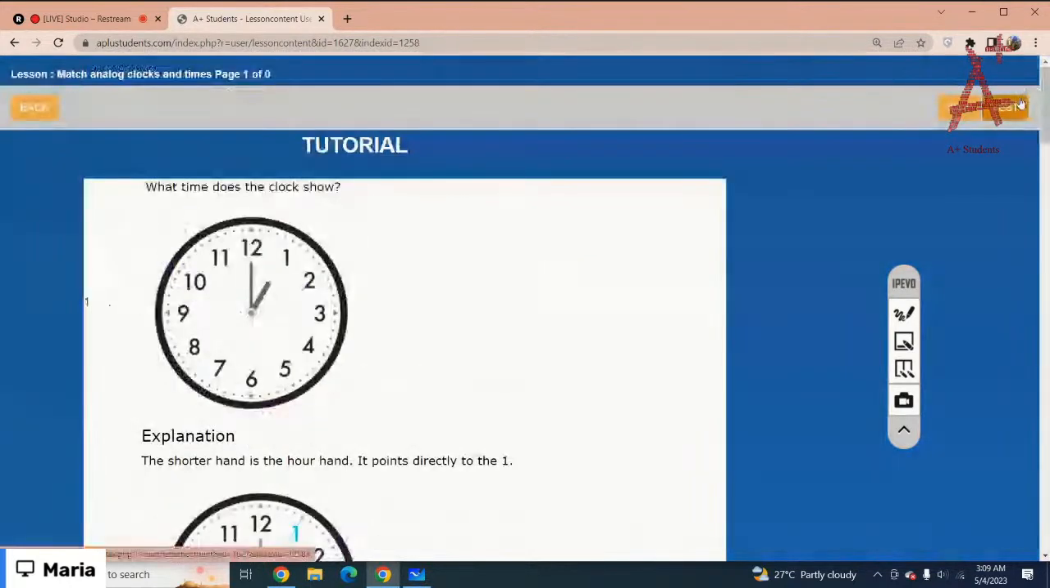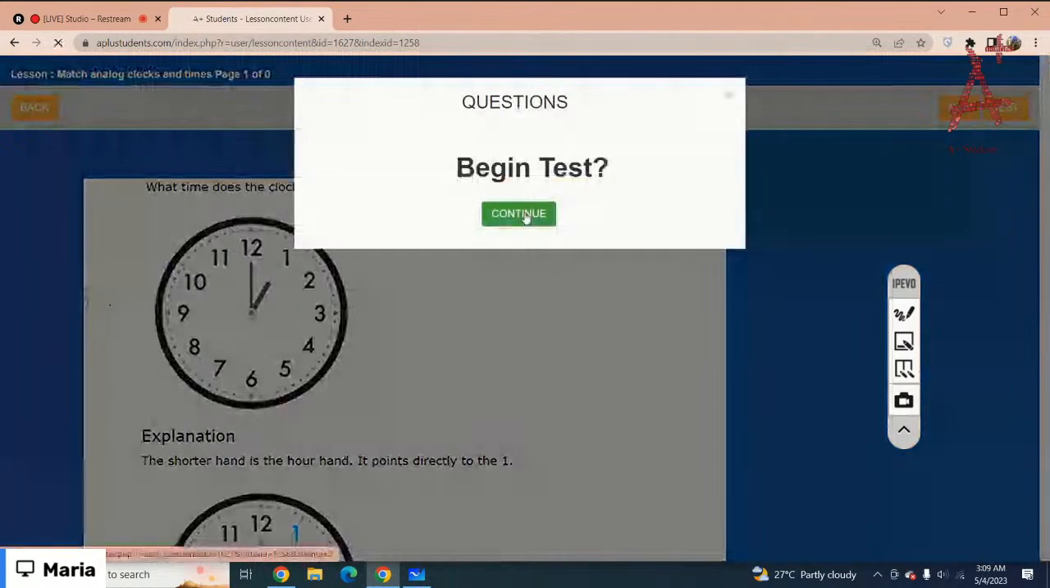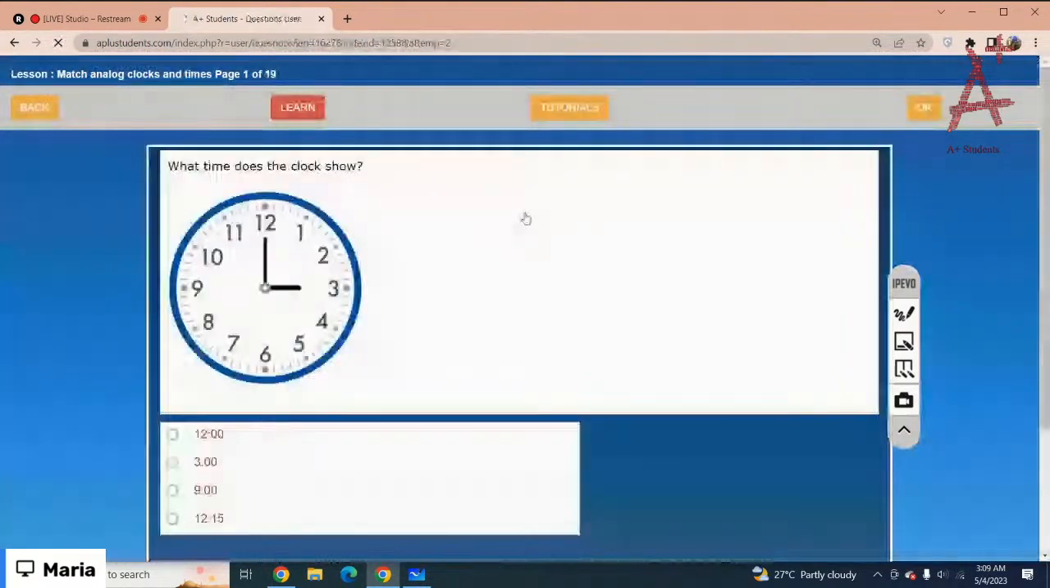Okay, let's just start with the test questions. What time does the clock show? You have to see the time that the clock shows. So which is the correct option? Okay, you can see the shorter hand points to 3 and the larger one points to 0. That means it would be 3. The correct option is 3.